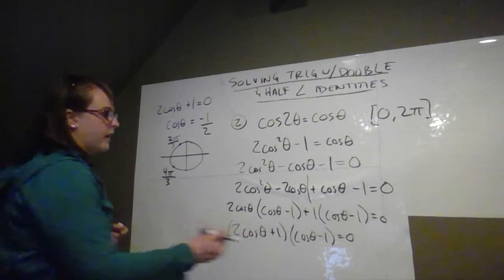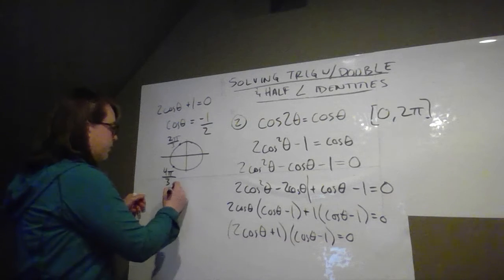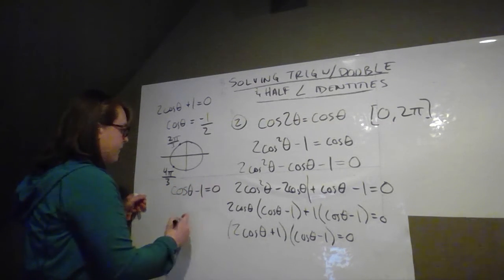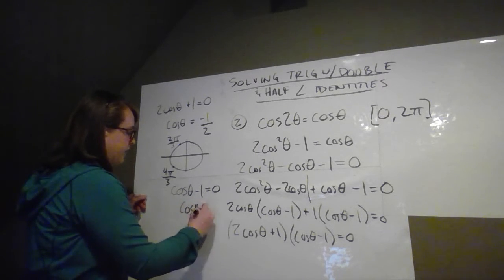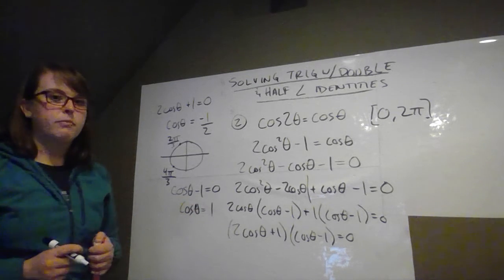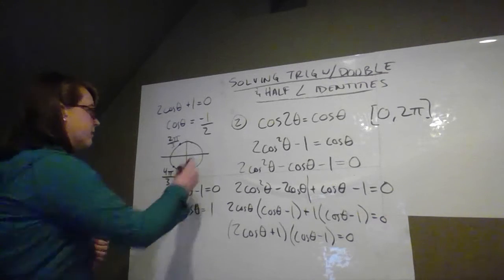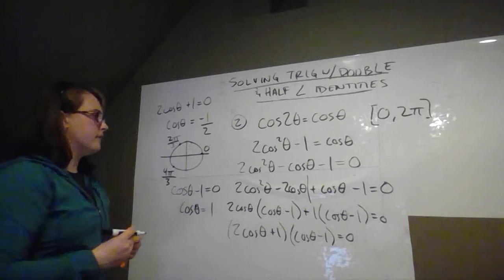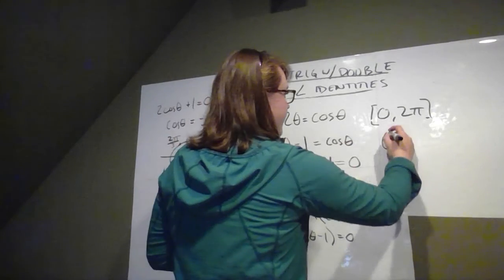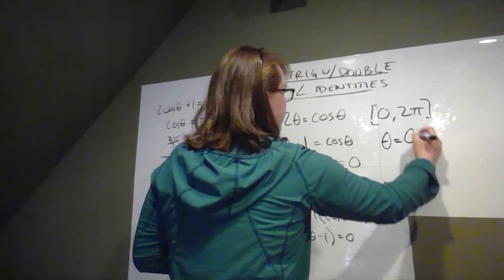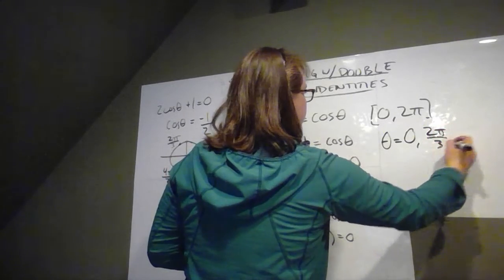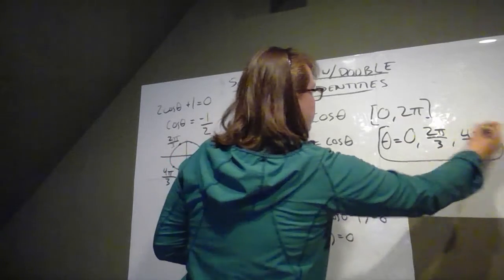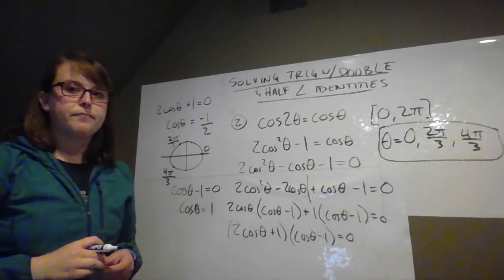All right, and then the last thing we have to do, so those are two of our answers, is set the other chunk equal to 0 as well. So cosine, the other factor, minus 1 equals 0, which tells me cosine of theta equals 1. And there's only one place where that happens. That's when theta equals 0. So my final answer, I'm just going to write it over here. Theta equals 0, 2 pi over 3, and 4 pi over 3, since we only wanted the values between 0 and 2 pi.